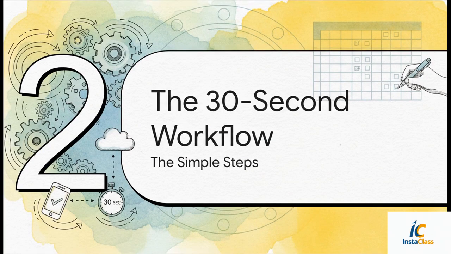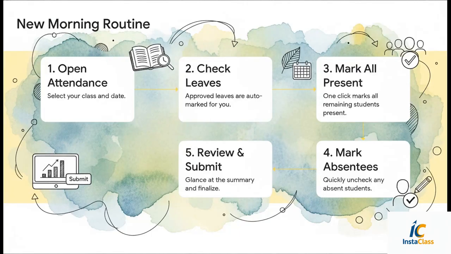So how does this actually look in the real world? Let's walk through the workflow together. And I am not kidding when I say this can take as little as 30 seconds. Okay, here's your new morning routine. First, you just open up attendance and pick your class. Then, you'll see the system has already marked any students with an approved leave. Next, you click that magic Mark All Present button. After that, you just uncheck the one or two students who might be absent. And finally, you give that little summary a quick glance to confirm and you hit Submit.